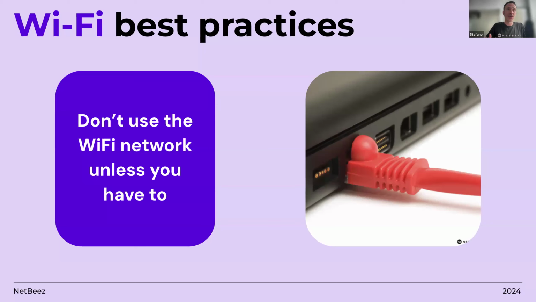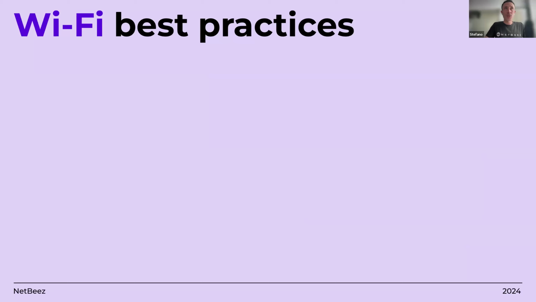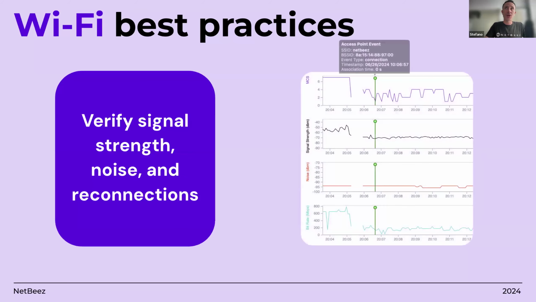But of course, for hybrid workers, we understand that the majority of users don't like to have cables, and maybe they don't even have the ability to. They might go to the office, they might go home, right? So it might be more challenging. So we definitely still have to troubleshoot Wi-Fi issues in many instances. So what is another best practice and what does NetBees do to help with that?